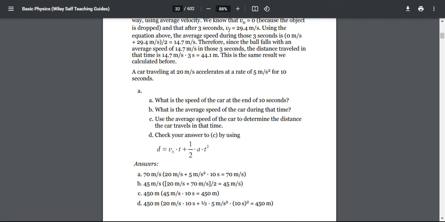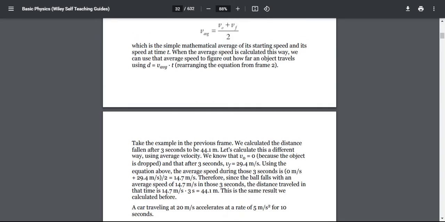This is the first question. What is the speed of the car at the end of the 10 seconds? So we want to find the speed, but not the starting speed. We want to find the ending speed, or you can say the speed after time t has elapsed. In mathematical notation it's called vf, which is the speed after time t has elapsed. So we have to find vf.